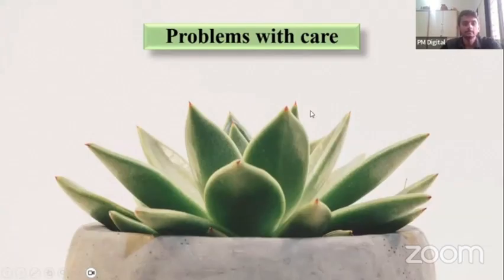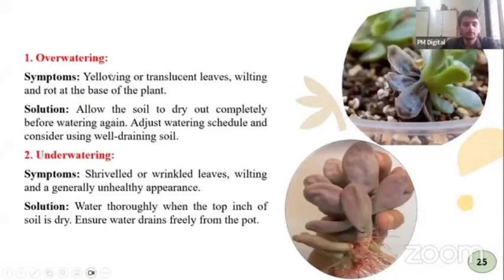Problems with care. First is overwatering. As you can see in this photograph, yellowing or transparent leaves and wilting of leaves appear. The remedy for overwatering is to give the water which is required for that particular pot. It totally depends on the species and planting media.